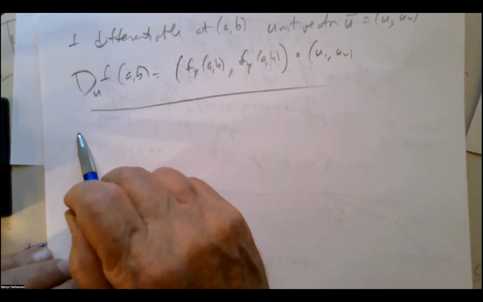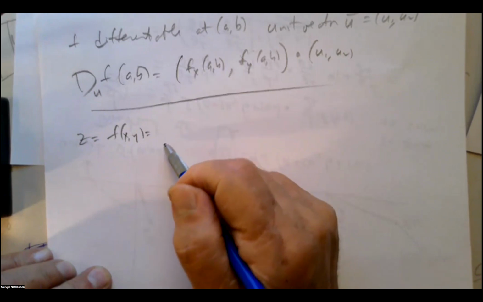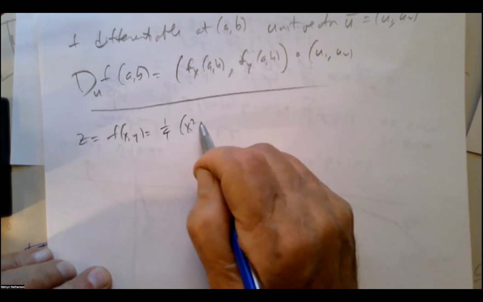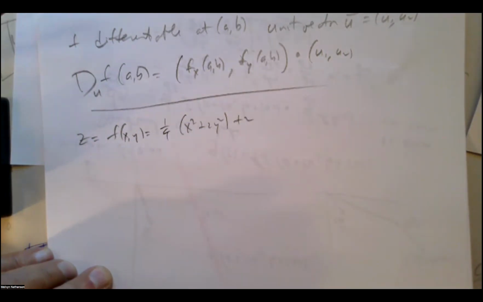So for example, suppose I have the function z equals f of x, y, which is a fourth x squared plus 2y squared plus 2. So this is what is called a paraboloid.